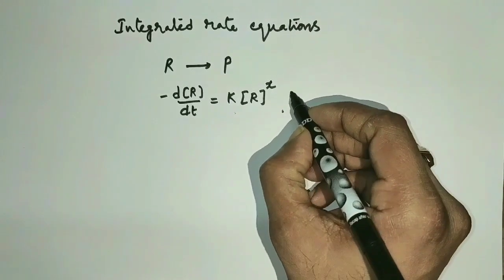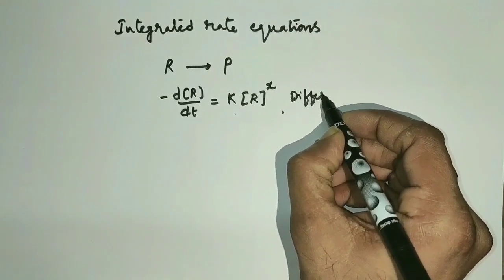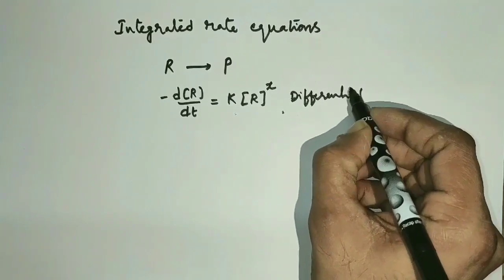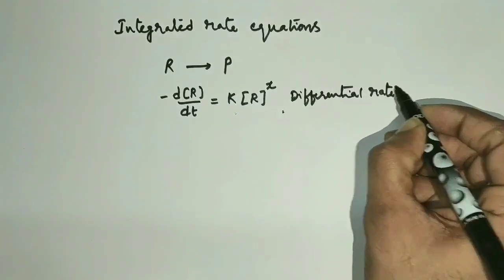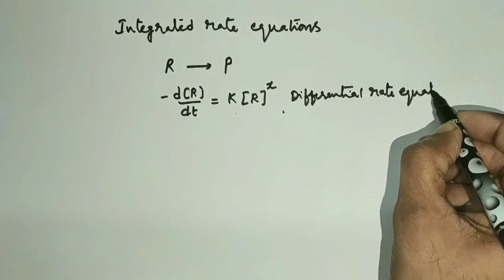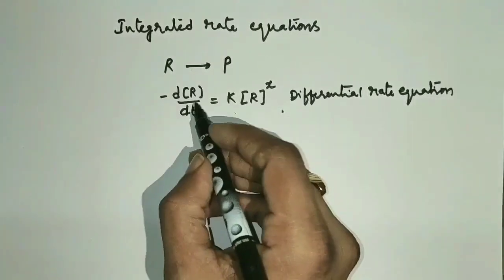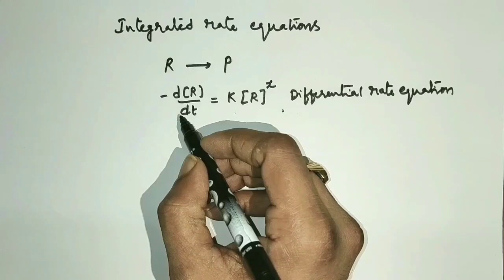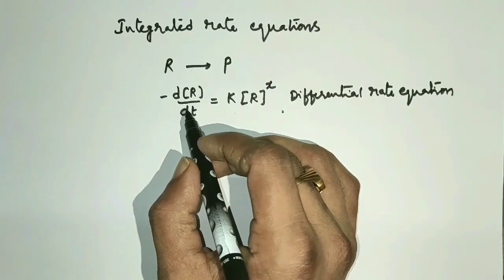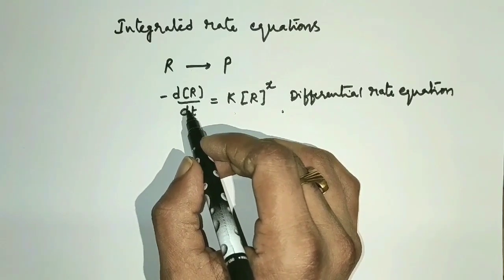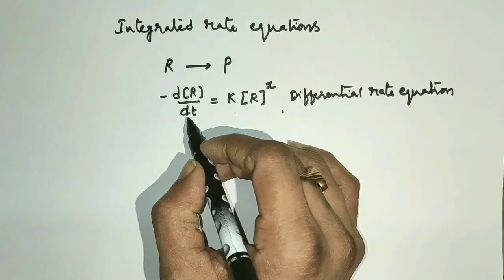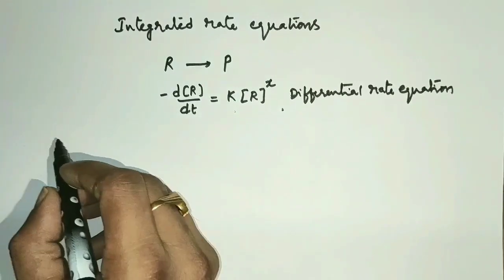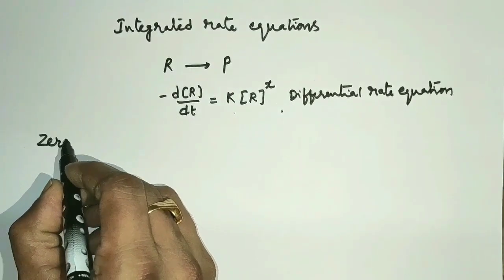This equation is called the differential rate equation, as rate of reaction is expressed in the form of differentiation. On integrating this differential equation, you will get the integrated rate equation. And let us see how you will get the integrated rate equation of zero order reaction.